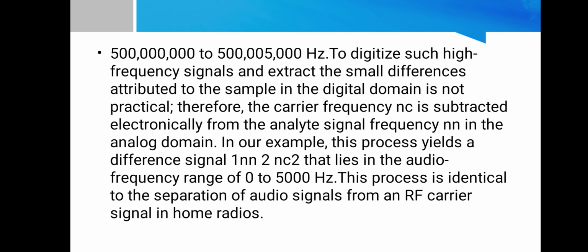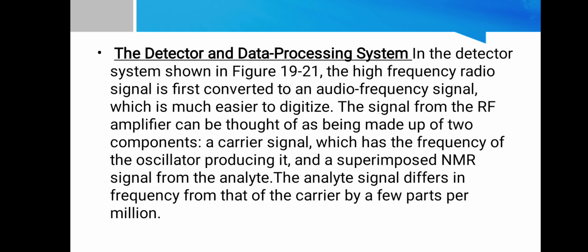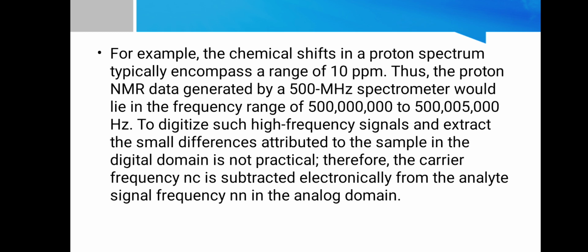So this process is identical to the separation of audio signals from an RF carrier signal in home radios. The detector and the data processing system. In the detector system shown in figure 19.21, the radio frequency signal is first converted to an audio frequency signal, which is much easier to digitize. The analyte signal differs in frequency from that of the carrier by a few parts per million. For example, the chemical shifts in a proton spectrum typically encompass a range of 10 ppm.